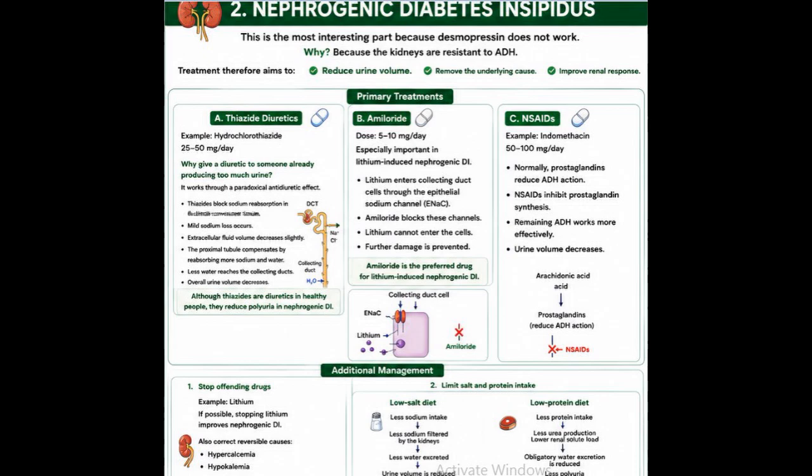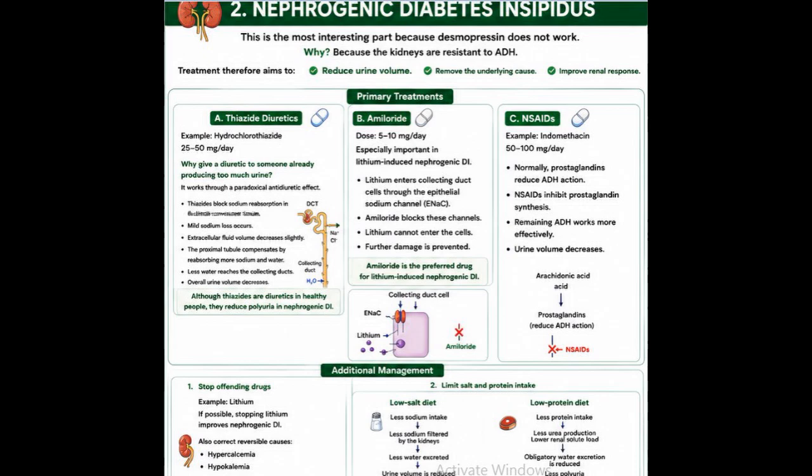Additional management: stop offending drugs. Example: lithium. If possible, stopping lithium improves nephrogenic diabetes insipidus. Also correct reversible causes such as hypercalcemia and hypokalemia. Limit salt and protein intake. Low salt diet, less sodium intake, will lead to less sodium filtered by the kidneys. So, less water excreted, and urine volume is reduced.